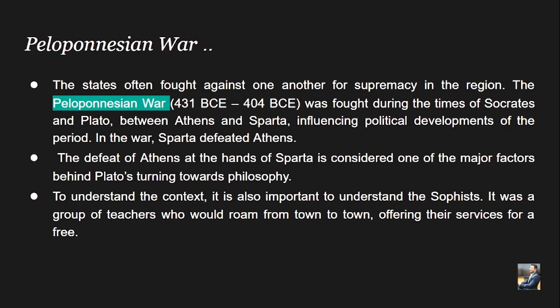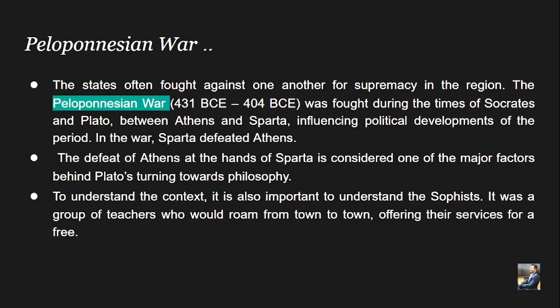That's why he turned to his teacher Socrates, to walk the way of philosophy in order to have that ideal society and make Athens an ideal city-state. Okay, to understand the context, it is important to understand the sophists. The sophists were basically contemporaries of Socrates, and also of Plato.